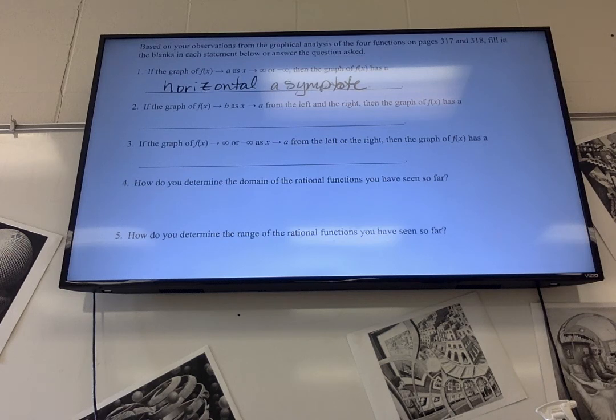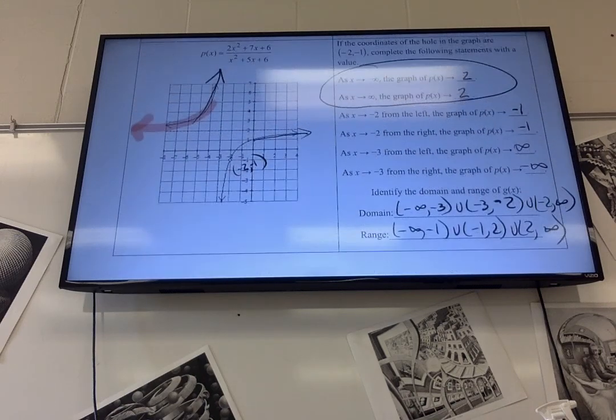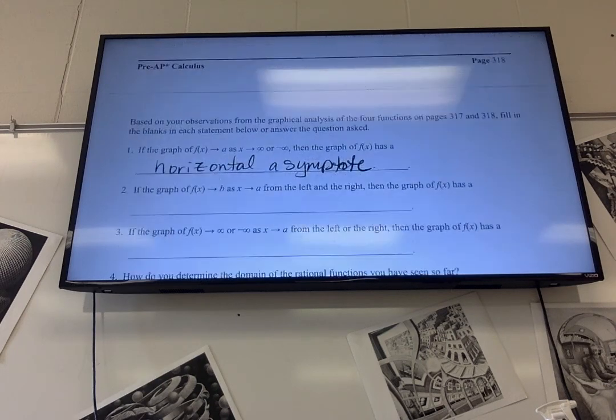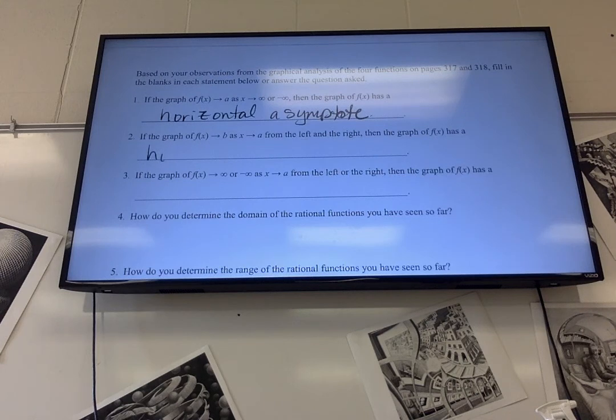Okay, so if f of x approaches a number as x approaches a number from the left and right, then we're talking about the second part here. So what is that in the graph? It's a hole, yeah. Also called a point discontinuity. Same thing. One's a fancy word and one's not. And the x was a, so it's (a, b).